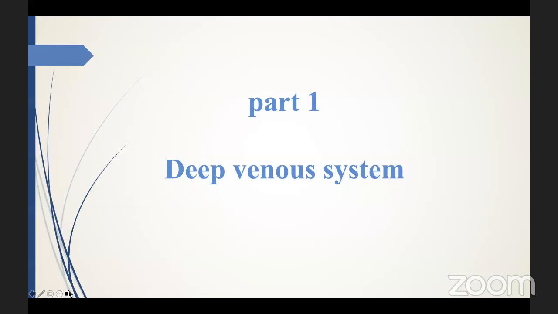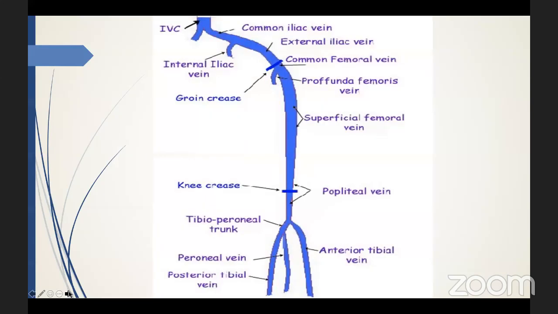The presentation itself has been divided into 2 parts. So we will be going through part number 1 now, which is the deep venous system. We will be starting with the anatomical structures that are involved in our assessments. But before that, let's take the left side of human body anatomy here.